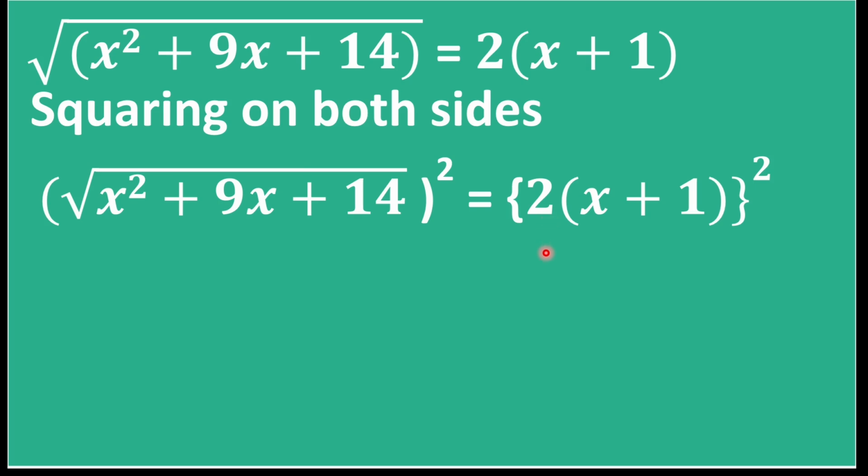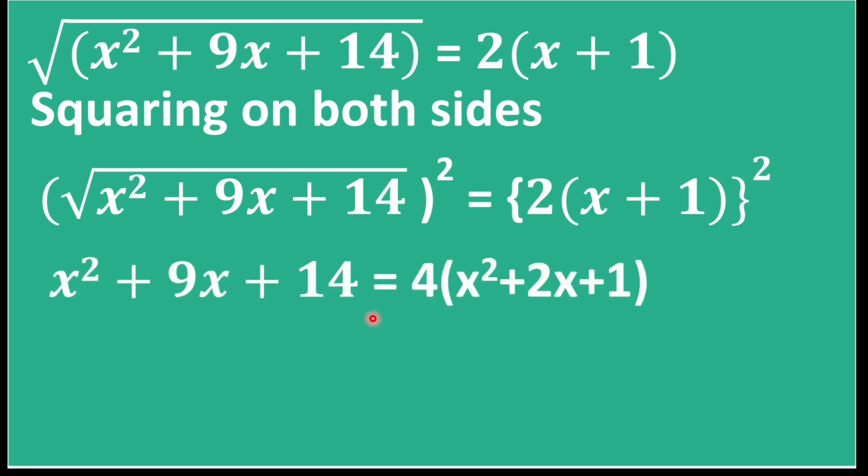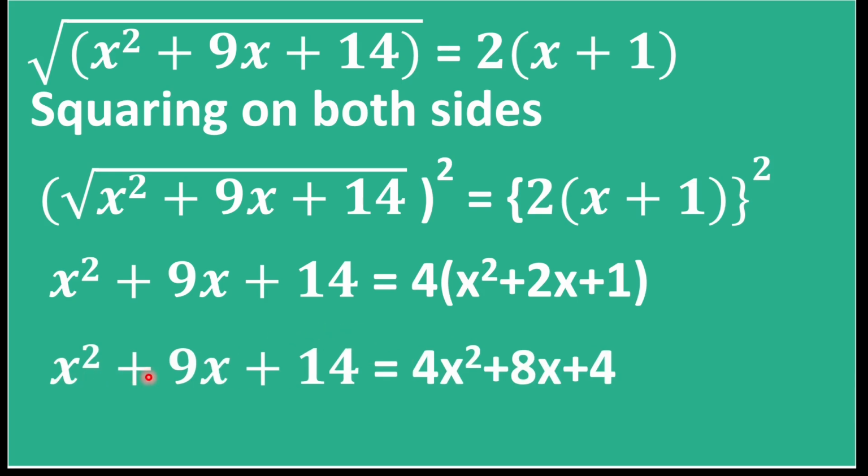and here this square on this 2, so it will become 4, and here we will apply a plus b whole square formula, so this will become x square plus 2x plus 1. So the whole equation will become x square plus 9x plus 14 equal to 4 into x square plus 2x plus 1. And now we will multiply this 4 with this whole value. So x square plus 9x plus 14 equal to 4x square plus 8x plus 4.